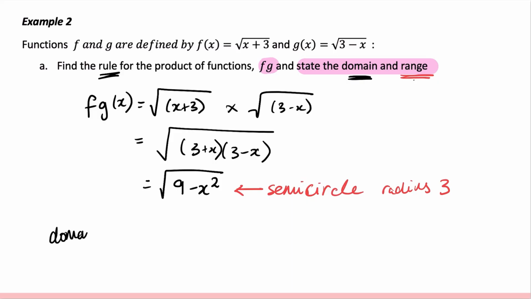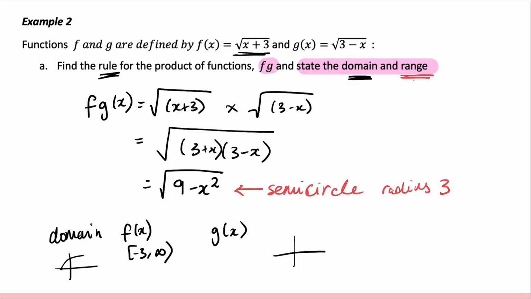Now remember, the domain is all about what is common to both. So let's consider the domain of each of them. So f of x, this is going to be a square root function that has been moved to the left by 3. So that's going to be from -3 to infinity. And then the domain of g of x, well, this is a square root function as well. And remember, you always need to take the negative out. So it's been moved to the right by 3, but it's also been reflected in the y-axis. So it looks like this. So that'll be -infinity to 3.